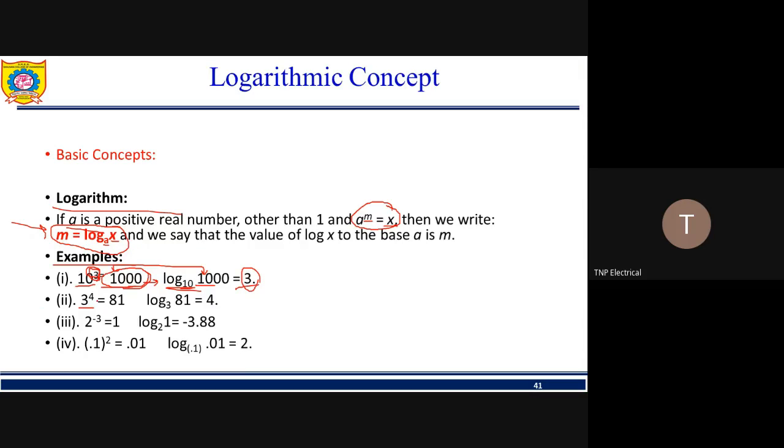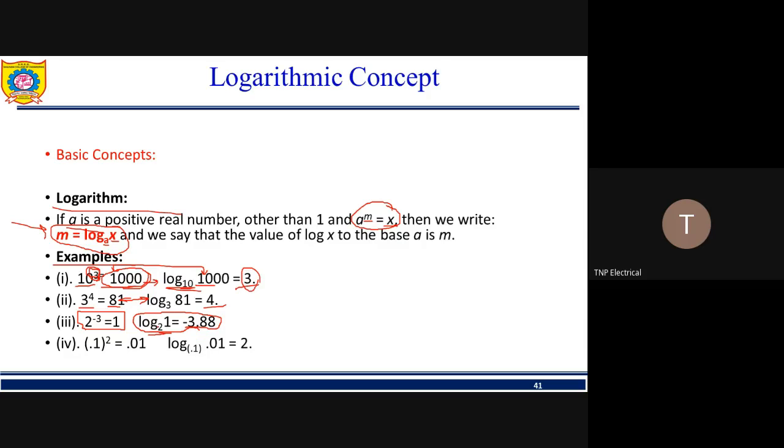Like here, if you see 3 to the power 4 is equal to 81, that we know. But if someone asks us to tell log 81 to the base 3, that we don't know. With this analogy, you can simply understand how it is going to be considered. So log 81 to the base 3 is equal to 4. Similarly, 2 to the power minus 3 is equal to what? 1/8. And it can be written as log of 1/8 to the base 2, which is equal to minus 3.